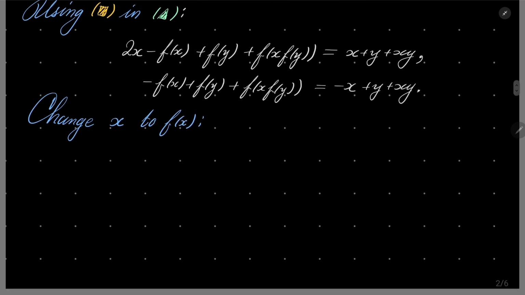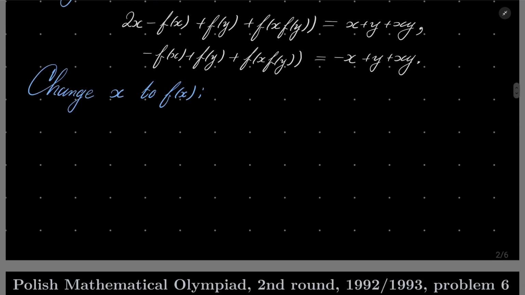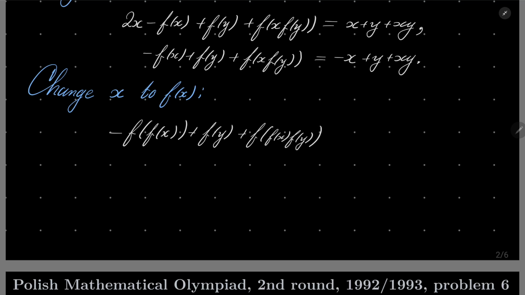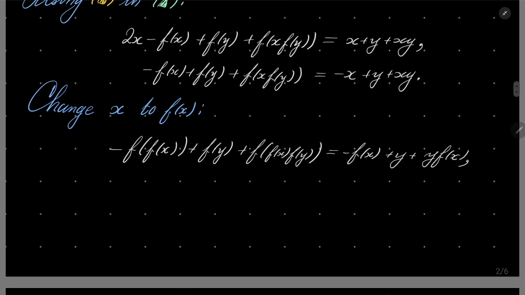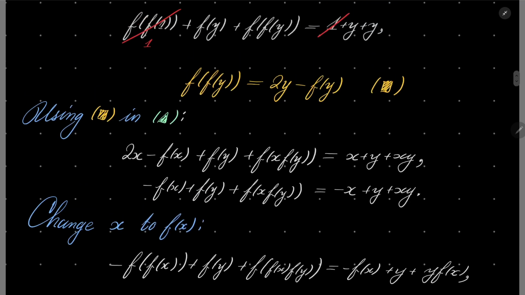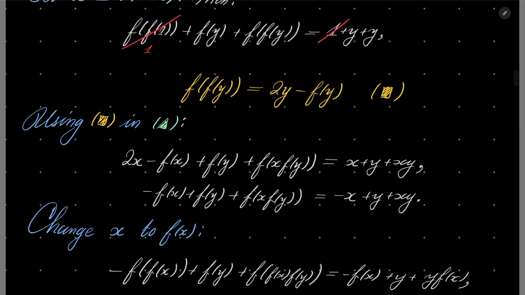Why? Because we wish to make this expression symmetric with respect to x and y. And we can do exactly that by changing x to f of x. And now we have the following: minus f of x plus f of y plus f of x, f of y equals minus f of x plus y times f of x.